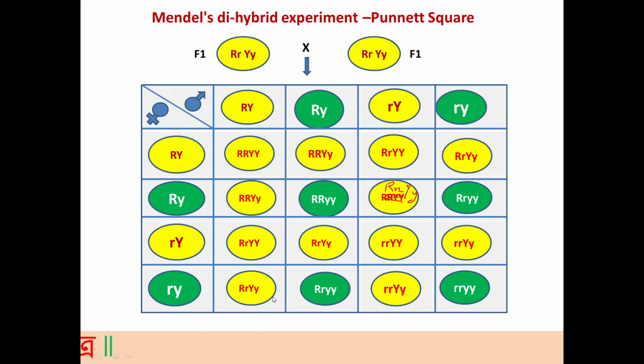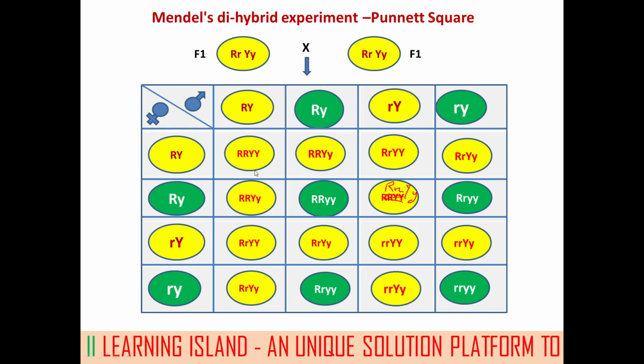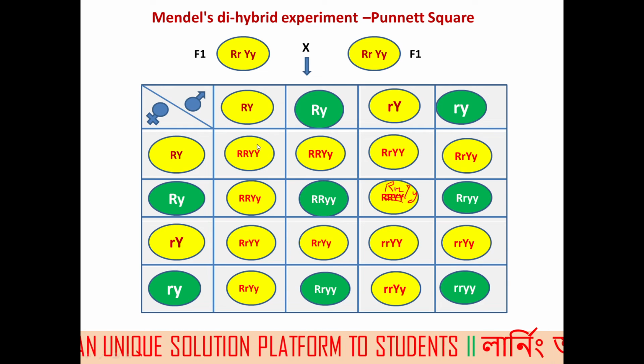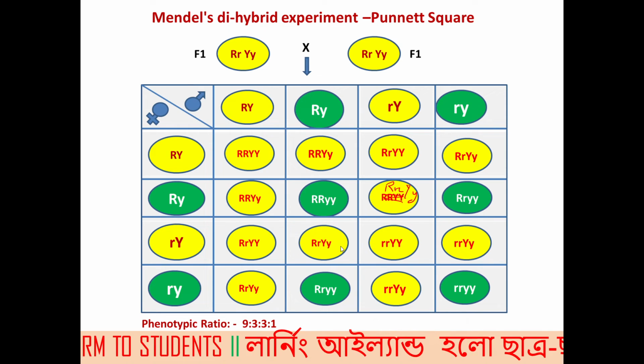So if I see, as I had already told you, capital R and capital Y are the dominant characteristics. So wherever you find capital R and capital Y, it is round and yellow. This is round and yellow because capital R and capital Y are there. This is also round and yellow, this also round and yellow because capital R, capital Y are there. This is also round and yellow.